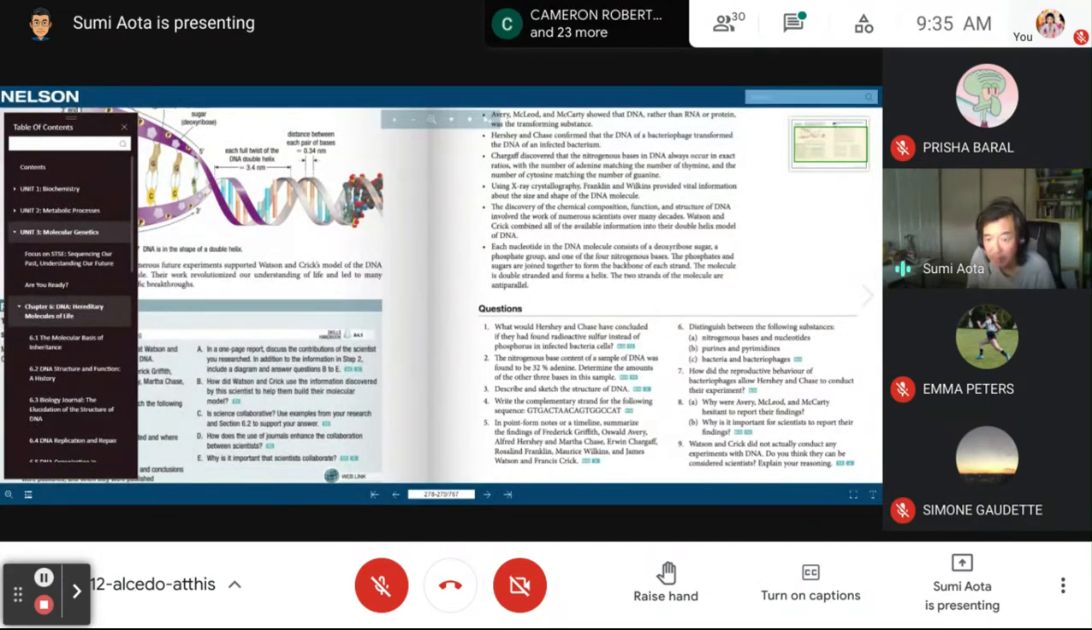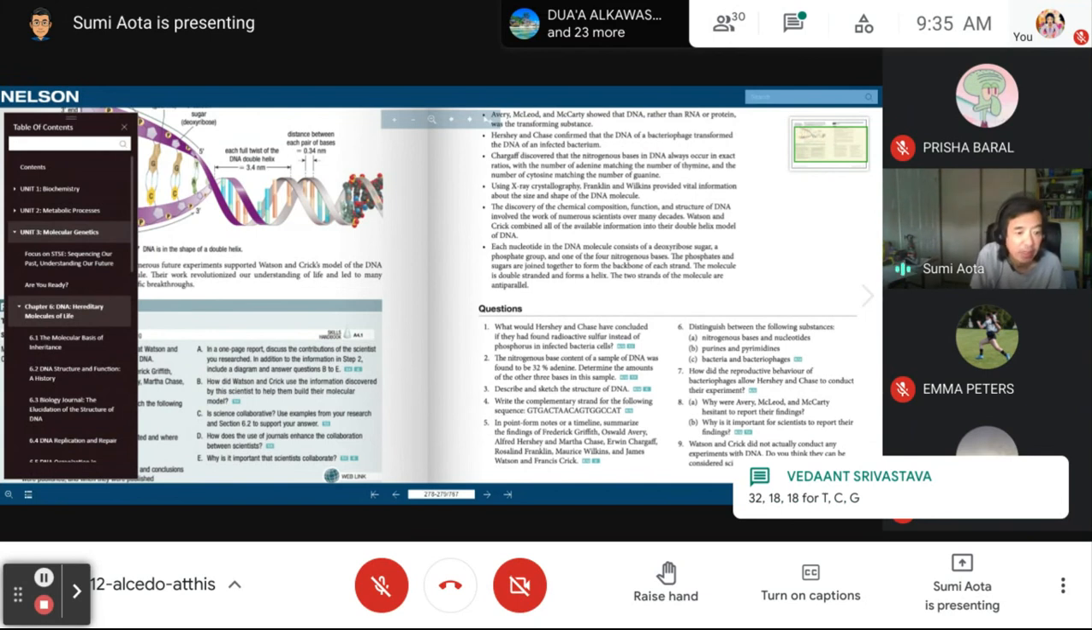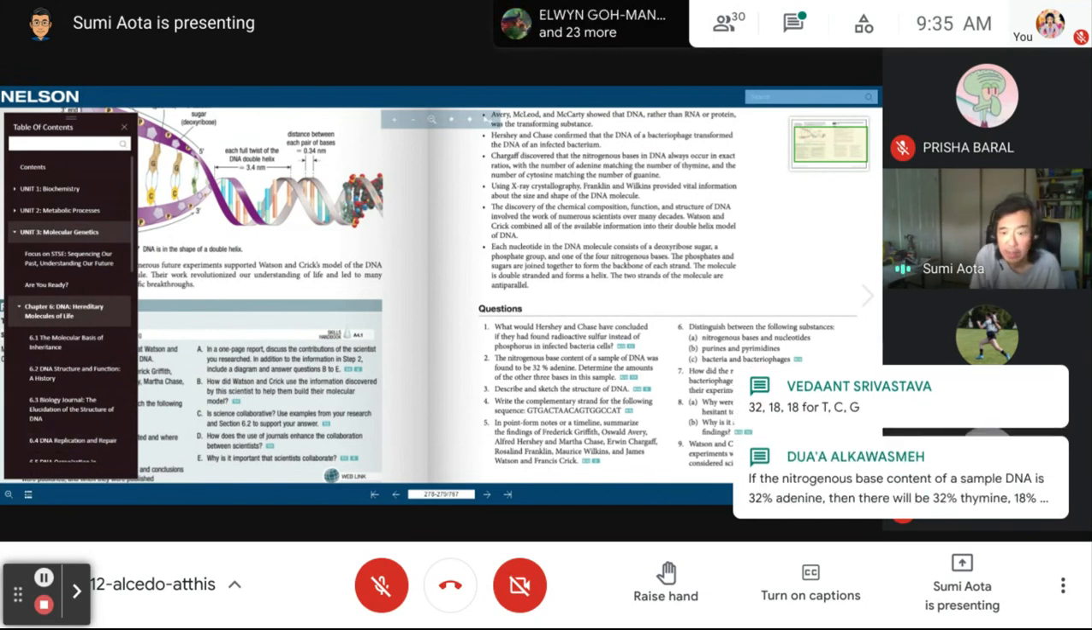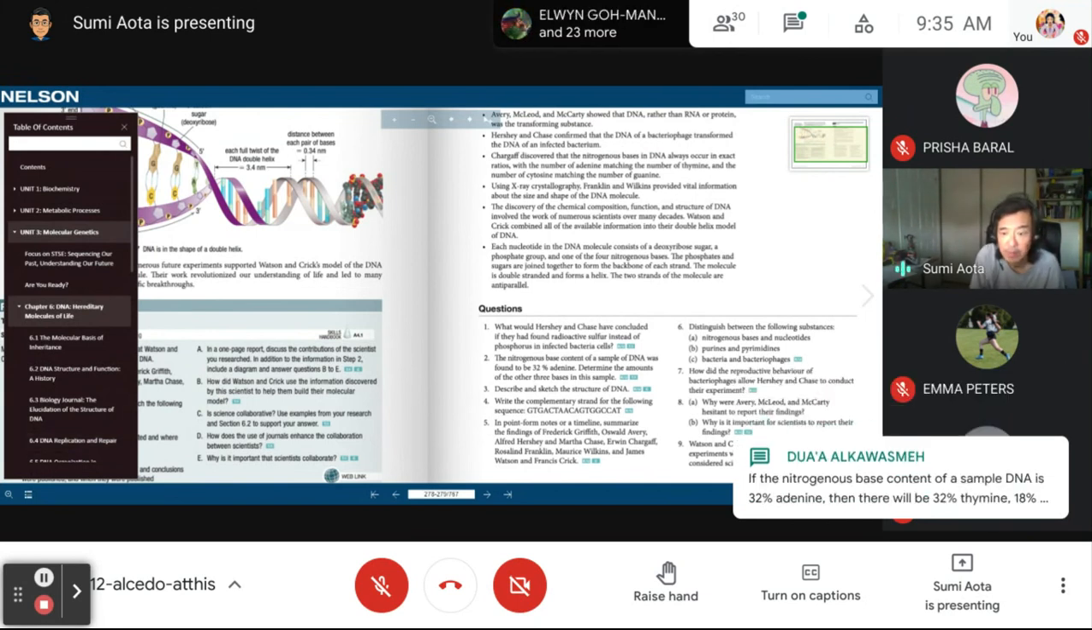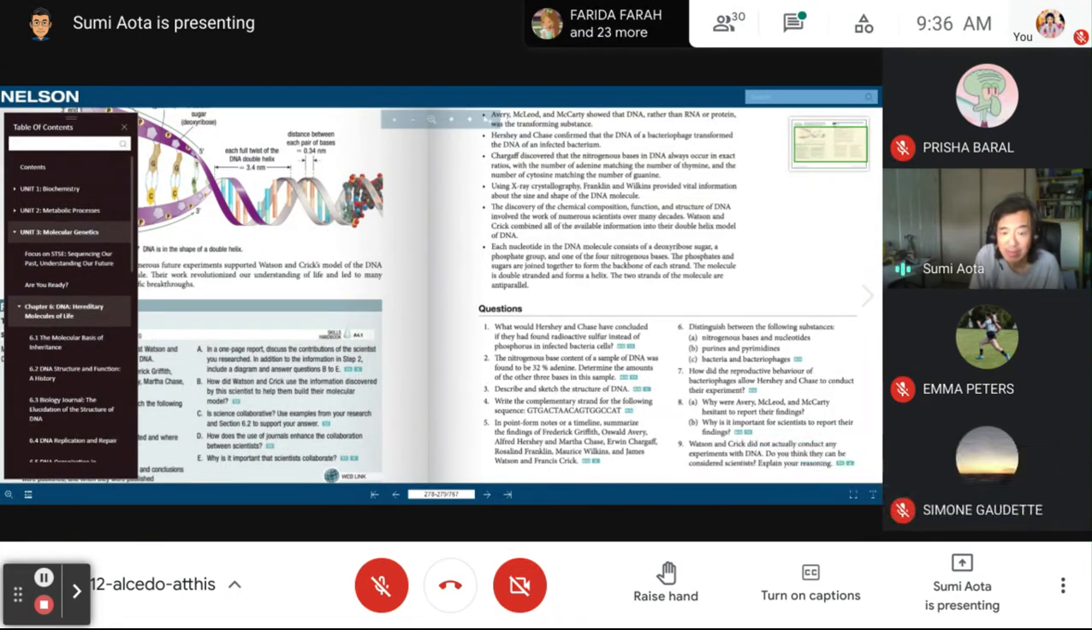Nitrogenous base content of a sample was found to be 32% adenine. Determine the amounts of the other 3 bases in the sample. So if adenine is 32, then thymine has to be 32 because A has to equal T. And then if you do 50 minus 32, that gives you 18% for guanine and cytosine.